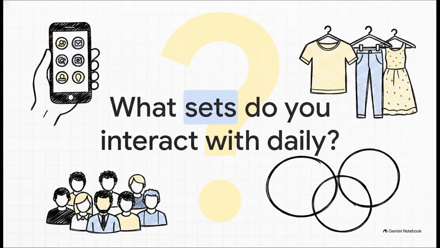So as we wrap up this explainer, I want to leave you with a little challenge. Look at your immediate surroundings right now. Whether it's the apps on your phone, the clothes in your closet, or the people in your community, what sets do you interact with daily and where is their intersection?